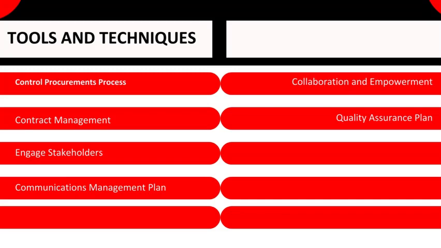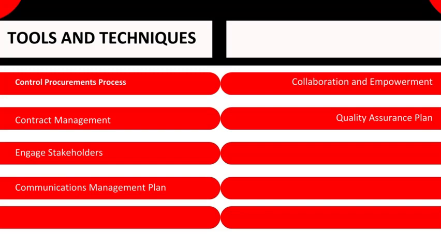Control procurements process. This process involves managing procurement relationships, monitoring contract performance, making changes and corrections as appropriate, and closing out contracts. The project manager uses other project management processes to manage the contractual relationship and integrates the coordination of the outputs from these processes into the overall management of the project.